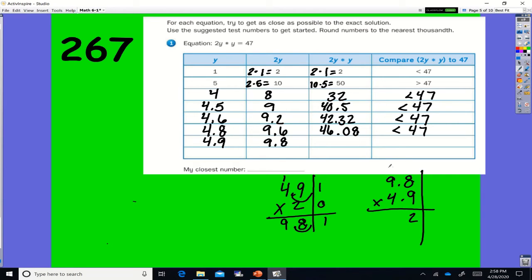8 times 9 is 72. 9 times 9 is 81. Plus 7 more is 88. Add a 0 for place value. 8 times 4 is 32. 9 times 4 is 36. Plus 3 more is 39.